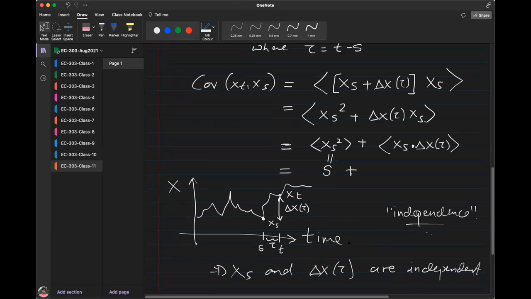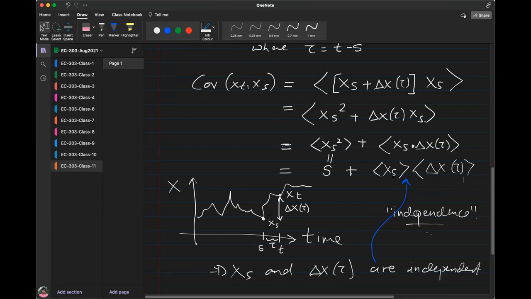So therefore, now let us go back and use that. When we have the expectation of a product, and if the elements of the product are independent, then we can write it as the product of expectations. Is that right? Because this increment is independent of the xs itself. What is the average of x of s?